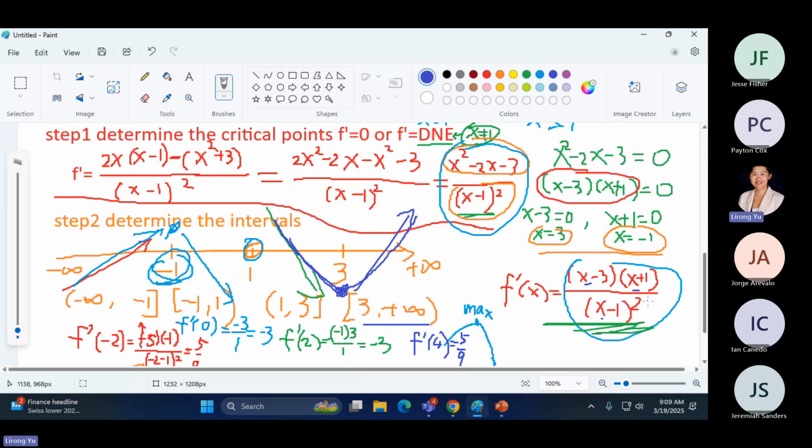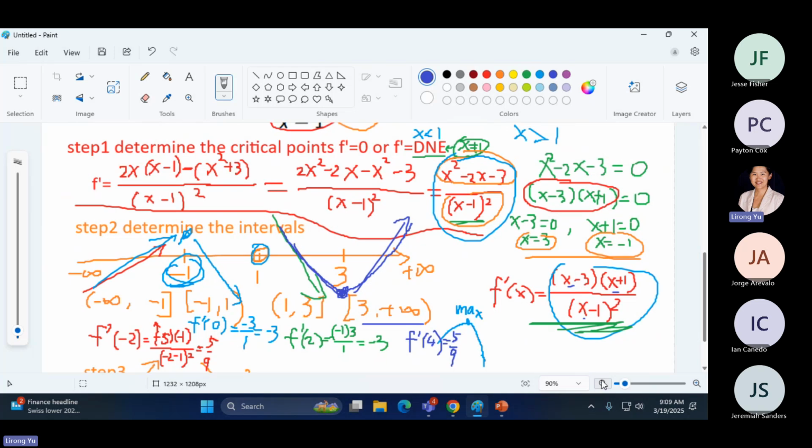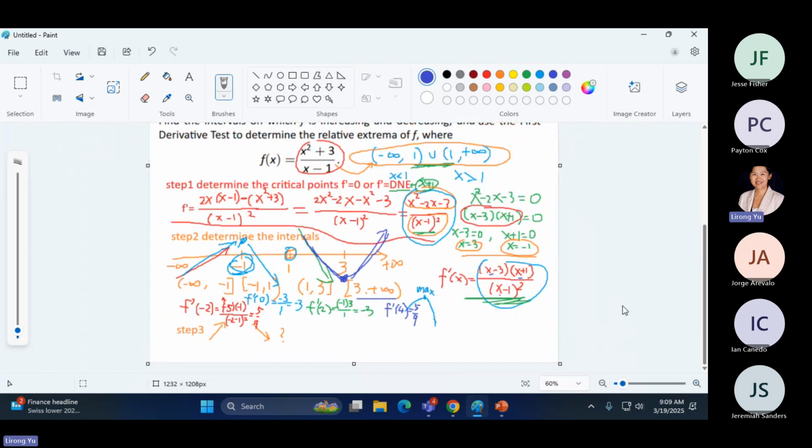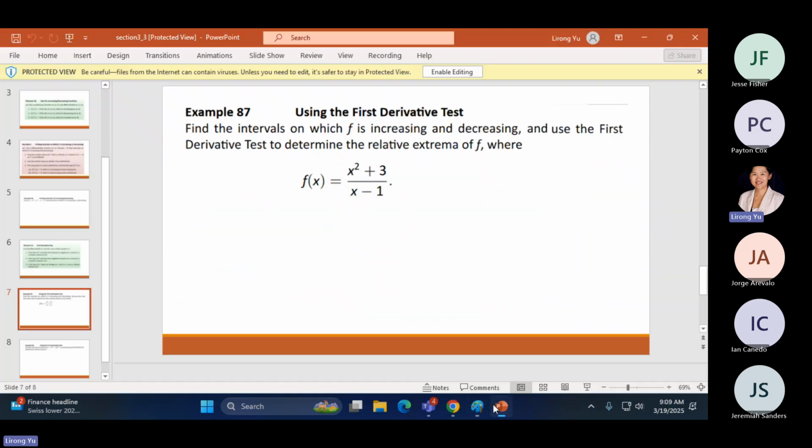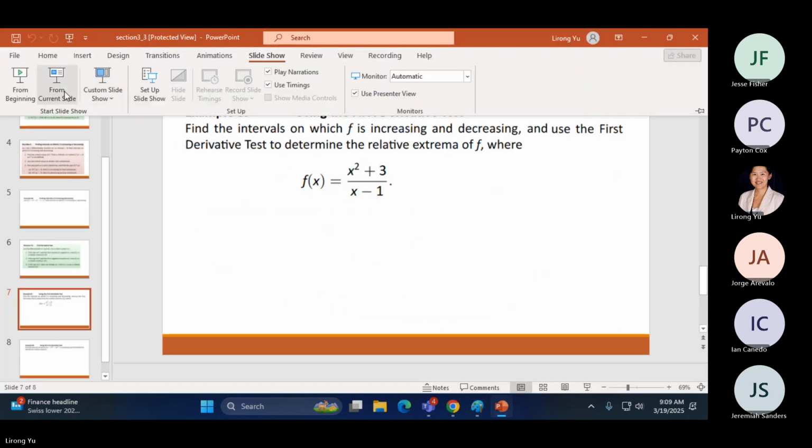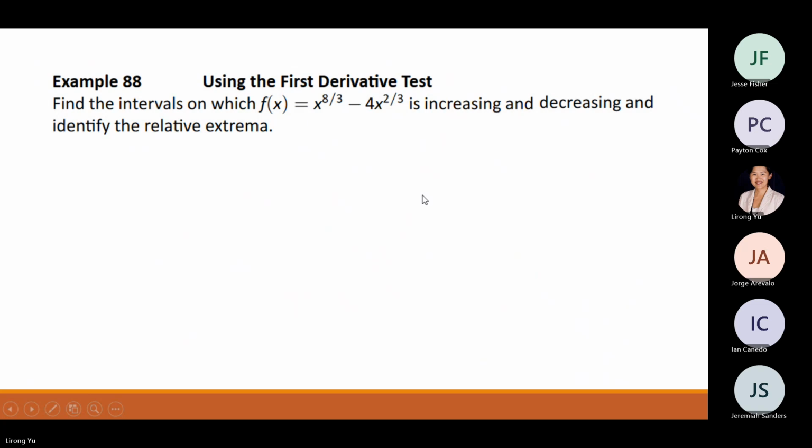I hope it's kind of clear what I do. You can roughly follow three steps. Step 1, we determine the critical points of the function. Step 2, you determine the intervals of increasing and decreasing. Step 3, for every interval you determine the increasing or decreasing property. That's this example.